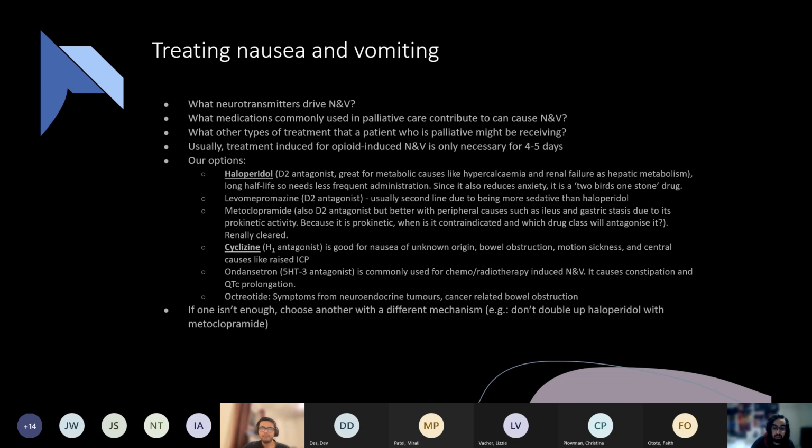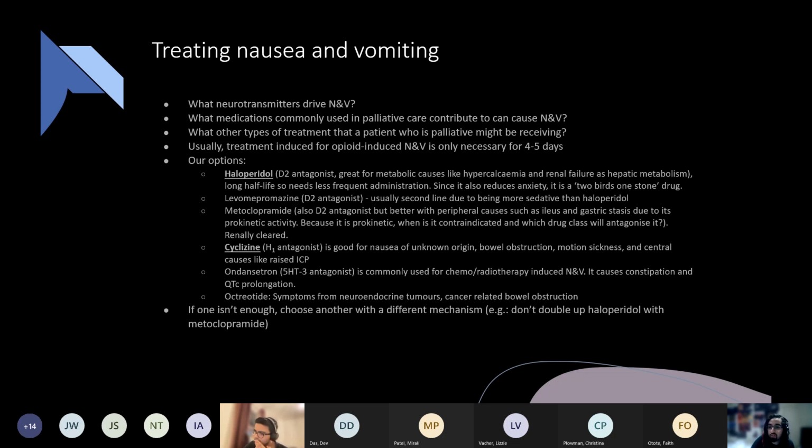So your typical antipsychotics are quite good at dealing with nausea and vomiting because they antagonize everything. They're very dirty drugs. So haloperidol is great for this sort of thing. And because it's a two birds, one stone drug, it's often quite commonly used, especially because in syringe drivers, usually the max number of medications you can put in is 3. It's good for metabolic causes as well, and because it's metabolized almost completely in the liver and you don't really get much active metabolite left over, it's good for renal failure as well. Also, its half-life is really long.